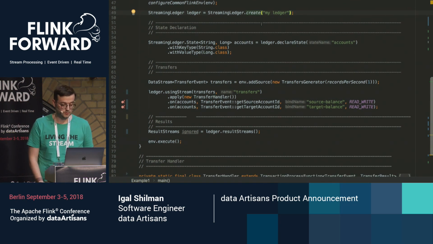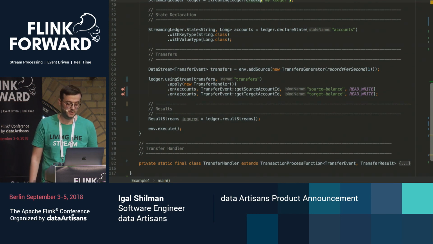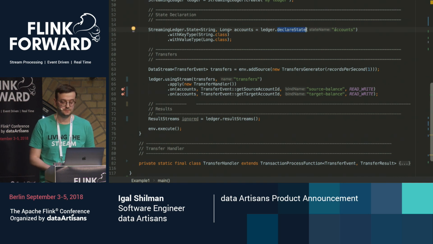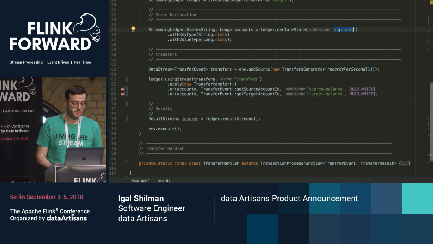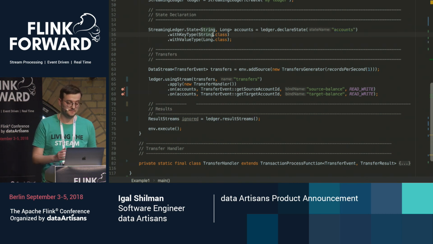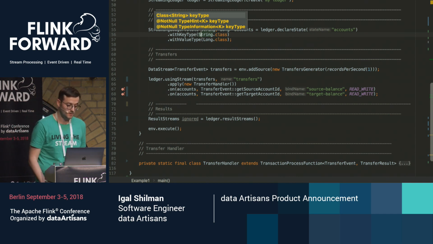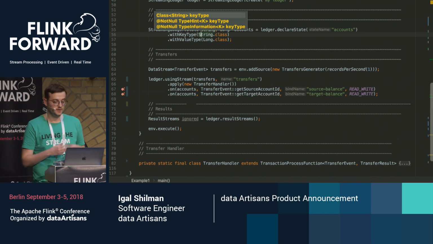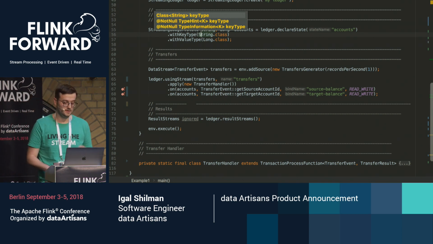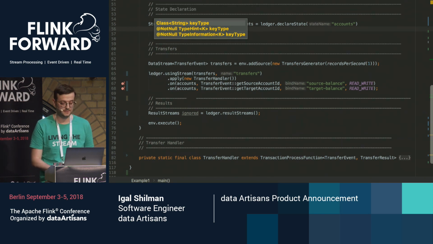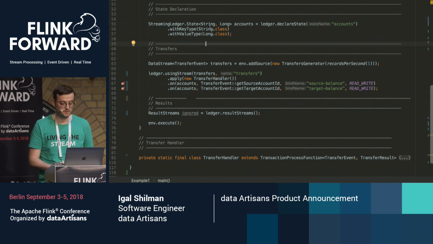So the next thing that we will do in the context of our example, we declare a state. So we do ledger.declareState. We again give it a name, and we say that this is a state of a key-value type with keys of type string and values of type long. At this point, I would like to point out that this interoperates with the normal serialization stack of Flink. So if you have your own custom POJO or your own custom serializer, you just have to pass the correct type information or type hint here. And so we've defined the state.